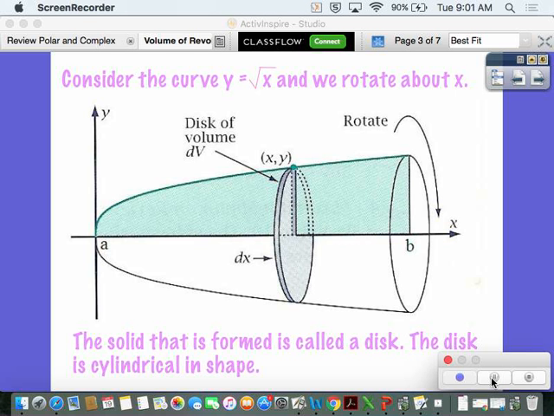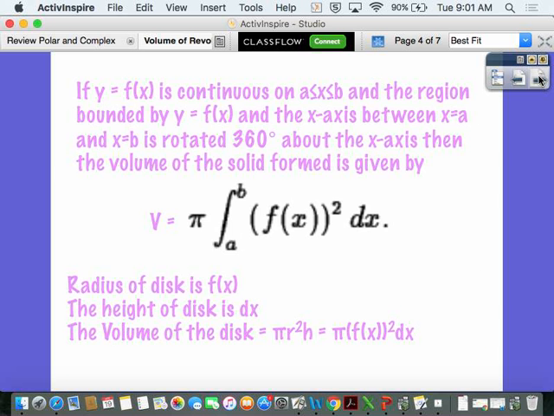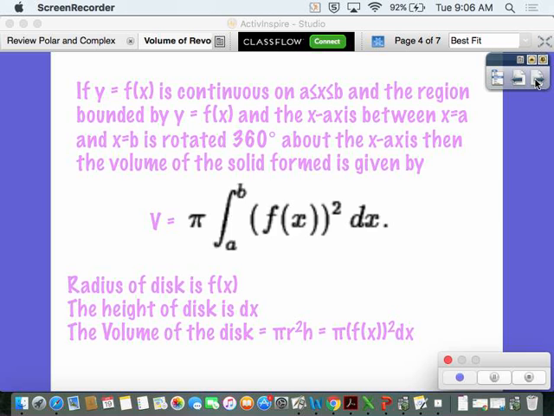So, when you're finding the volume of revolution, you have this formula here. If y equals f of x, your function, is continuous on a particular interval from a to b, and the region that's bounded by the curve and the x-axis is rotated, then the volume of the solid formed is given by this equation, where the radius of the disk is f of x, whatever the function is. The height of the disk is dx, and the volume of the disk is represented by the volume formula for a cylinder. So we're going to look at an example.